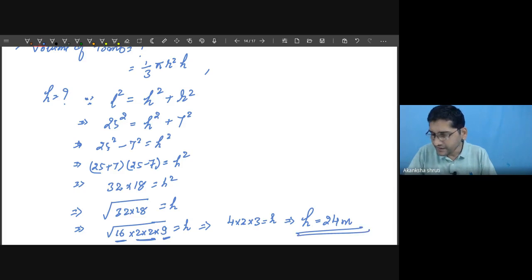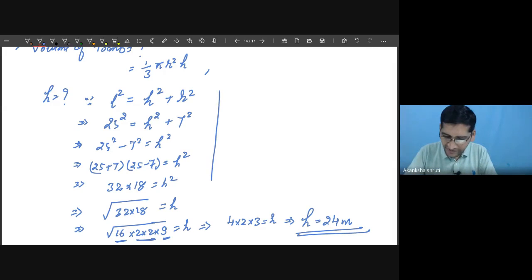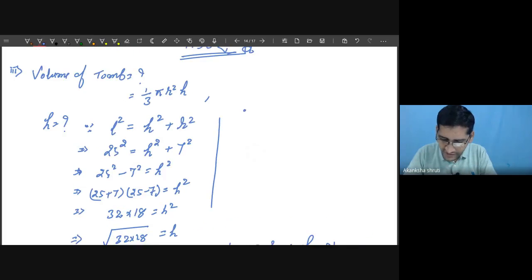So student, from this slant height we have calculated the original height. Why have we calculated it? This height is required for the calculation of volume. So this way this is done. Therefore, after that you have to do like this.